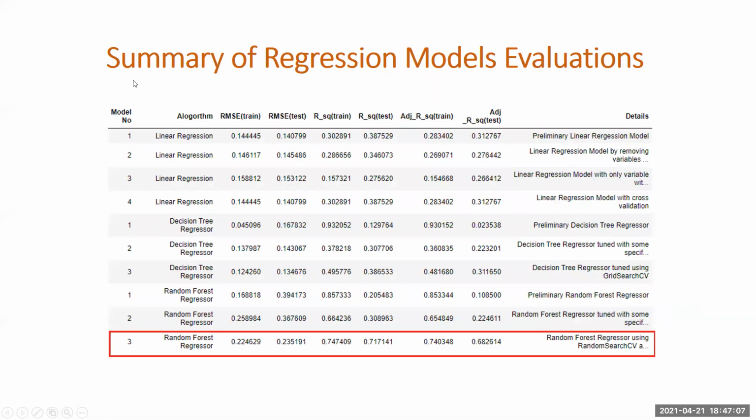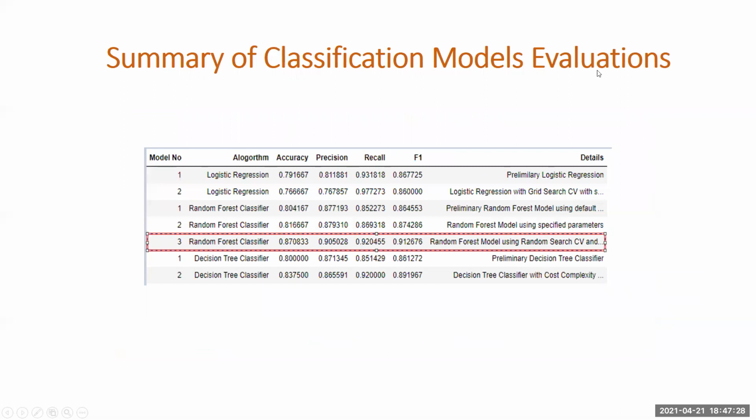And in summary, we would say that in the regression models, we got the best model with the random forest regressor, with an adjusted R-square for the test data of 0.68, which might not be the very best prediction model, but this is what I have got from this. And this is the classification model where the random forest classifier with random search CV and grid search CV is able to achieve 0.87 accuracy and 0.91 F1.